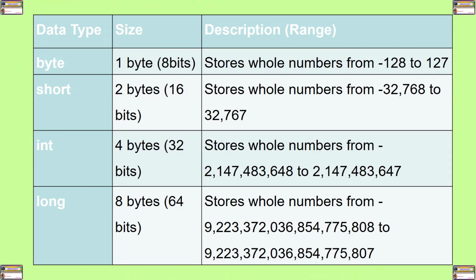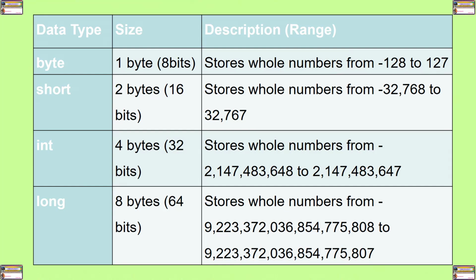The next data type is short. Short has a size of 2 bytes. Remember, a byte contains a series of 8 zeros and ones. That's a byte. And therefore 2 bytes means 16 bits. A single byte consists of 8 bits, so 2 bytes will be 16 bits.